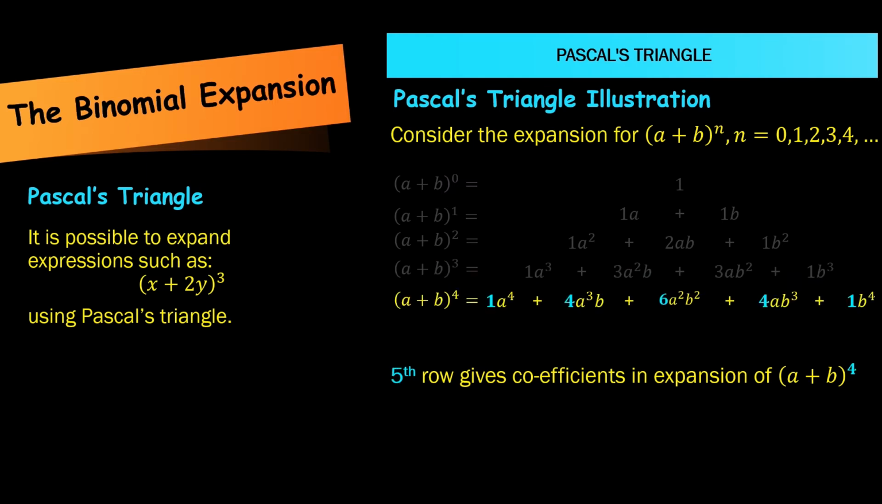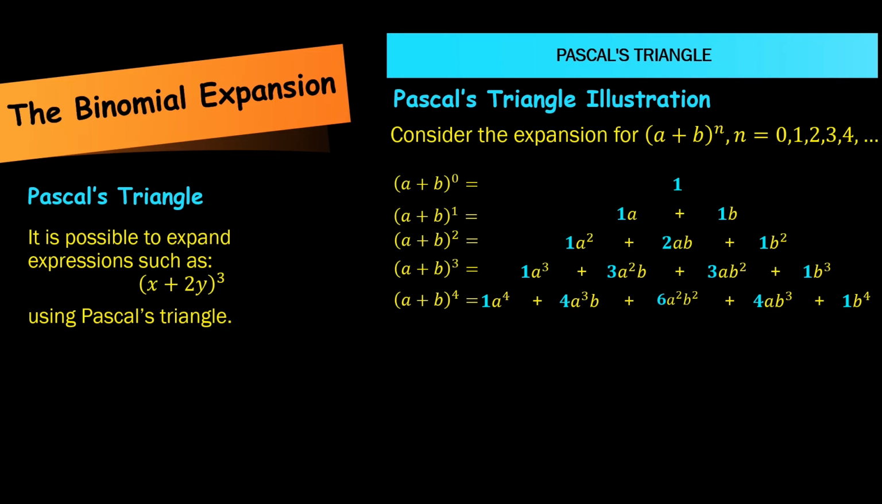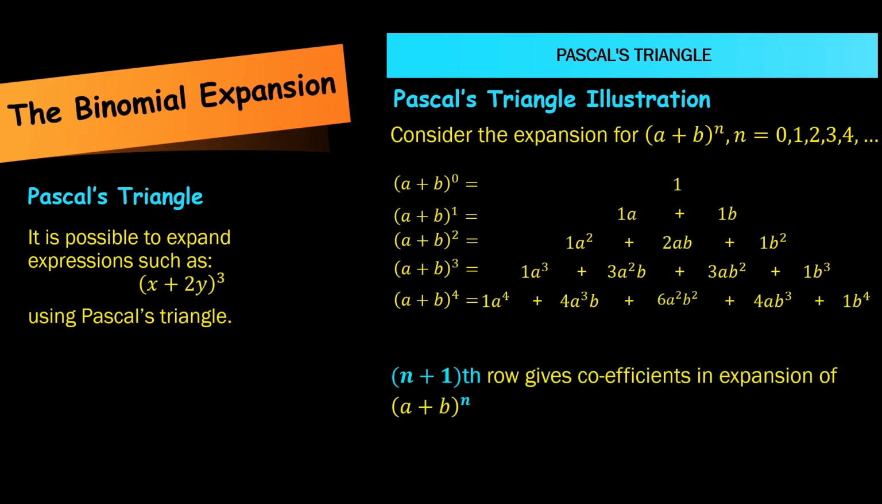And the fifth row corresponds to the expansion of (a + b) all raised to the power 4, and so on. So the (n + 1)th row gives coefficients in the expansion of (a + b) all raised to the power n.